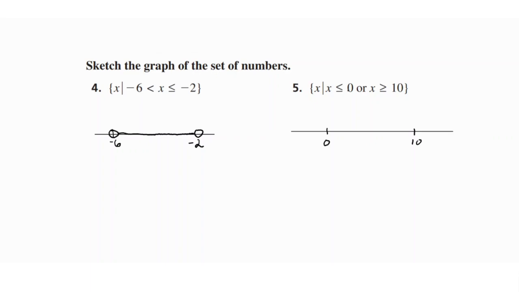So we want x less than or equal to 0 or x greater than or equal to 10. So x less than or equal to 0, we're going to have a closed dot at 0, and we want all the values of x less than 0. And then on this side, x greater than or equal to 10. So we're going to have a closed dot because we have the equal part with the inequality. And then we're going to graph to the right here. Okay, so that would be how to convert backwards from set builder notation back into a graph.